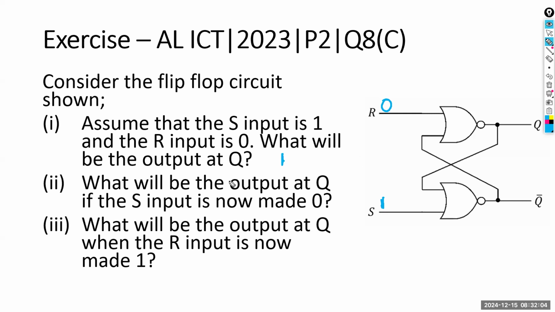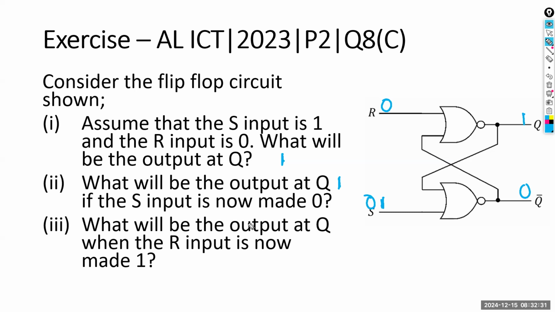Second one, what will be the output at Q if the S input is now made 0? Now you make it 0. By the time your Q is 1, Q dash is 0. Now it is memory. It retained the previous value. So therefore still Q is 1. Because it says now made 0, that means the previous state is now retained.